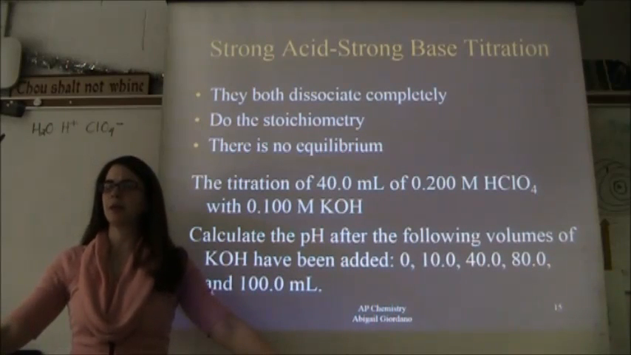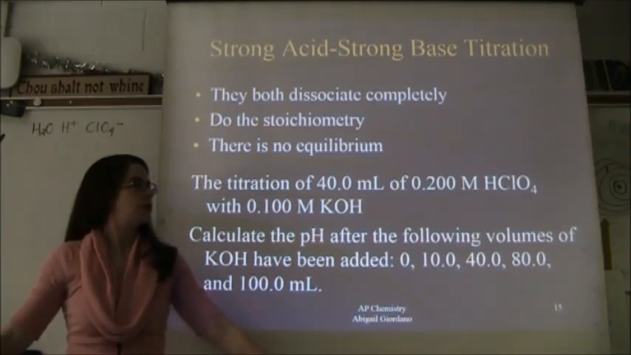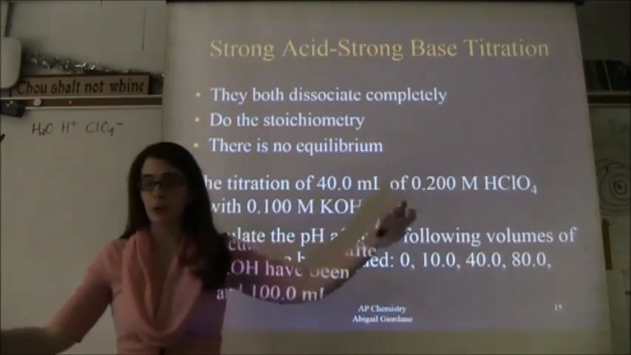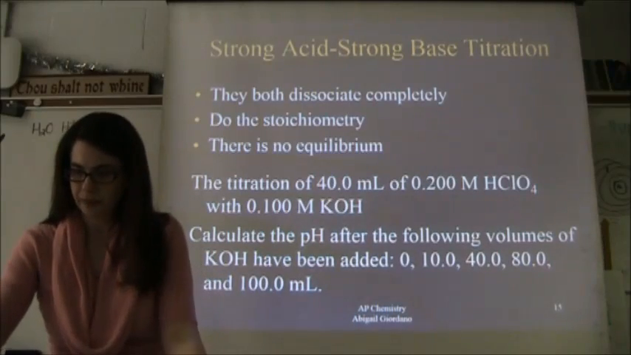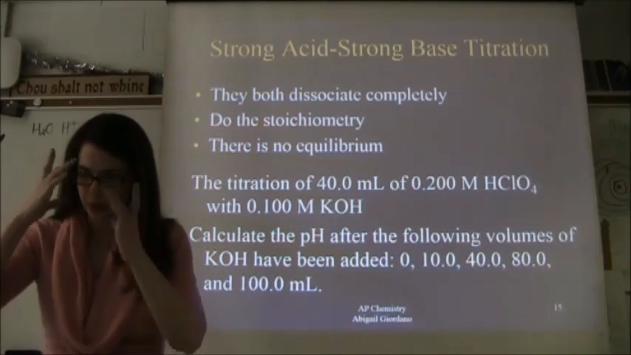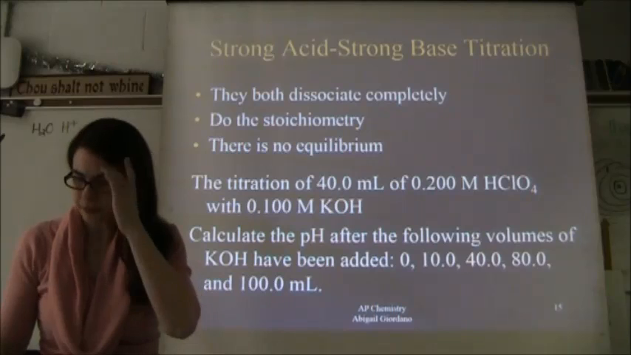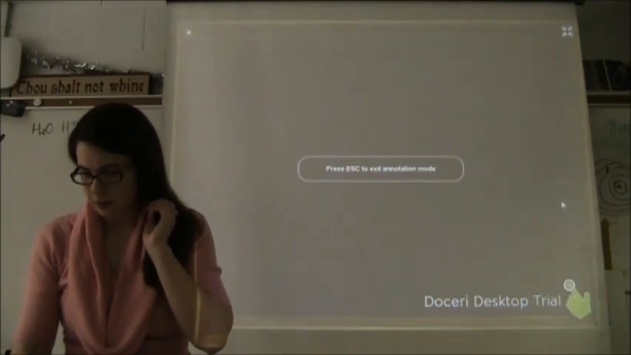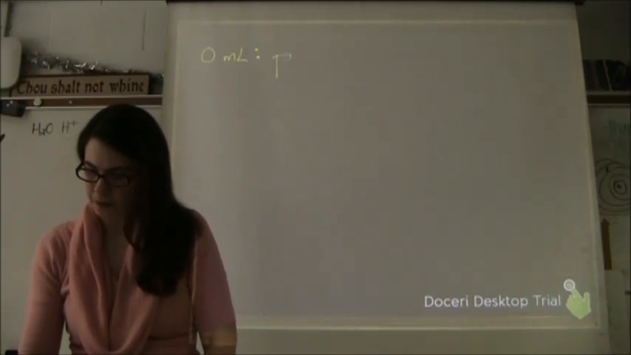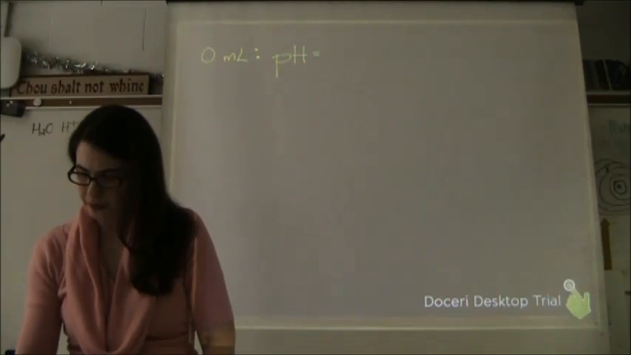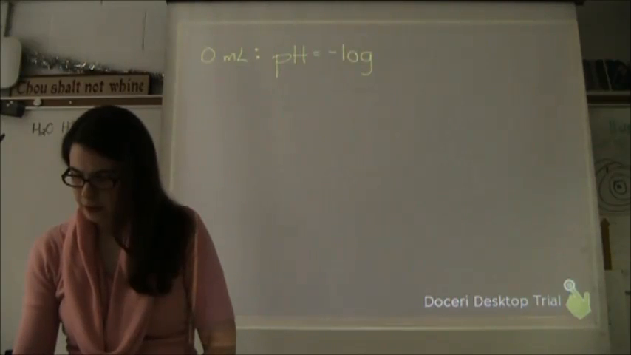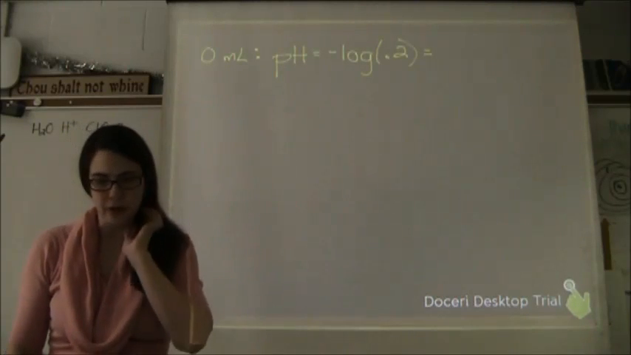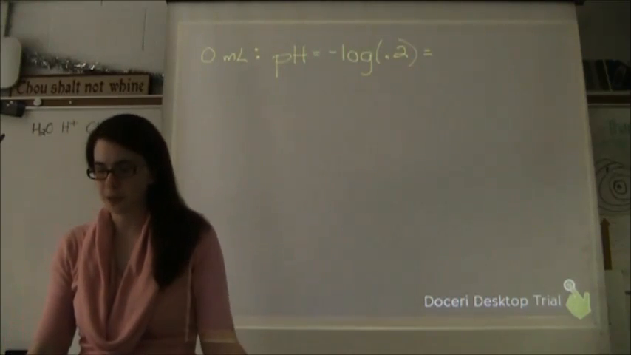Well, how do you find the pH of just a strong acid and nothing else? Do I need an ice table? No. Focus right here. Negative log of 0.2. Done. All right. Let me get to a fresh screen here. So, pH equals negative log of 0.2. Somebody put that in your calculator. Give me 3 decimal places. What do you got?